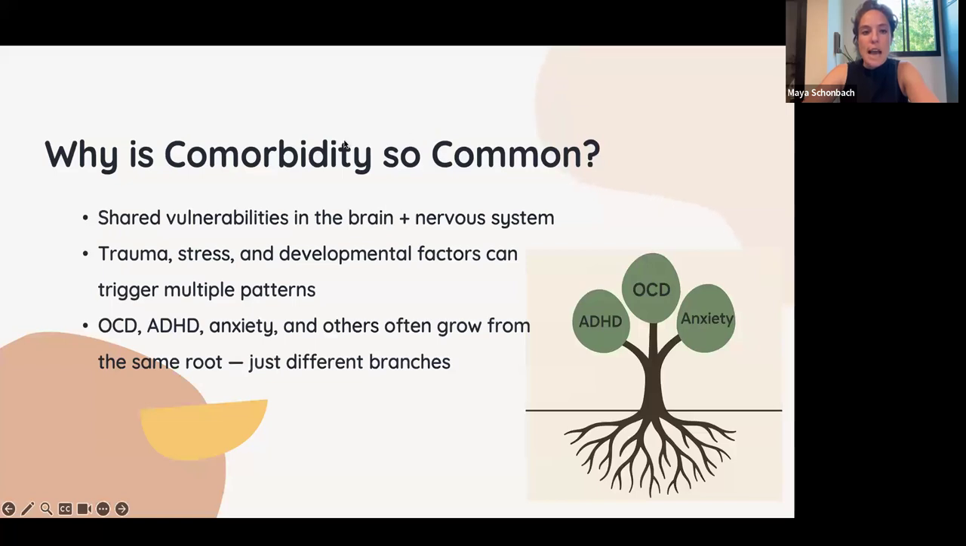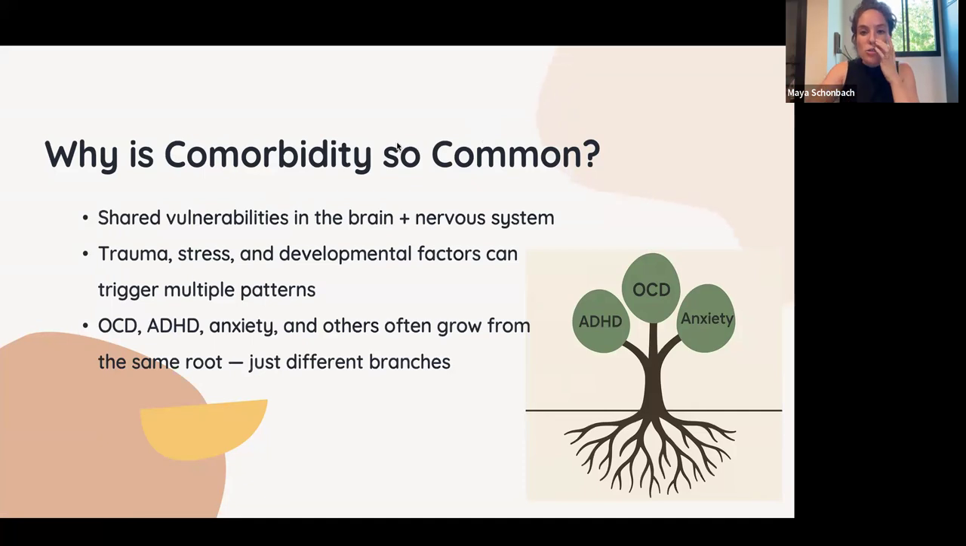So why does this happen? First of all, many mental health conditions arise from shared vulnerability. So things like the nervous system being dysregulated, genetics, early stress, sensory sensitivity. These things all affect the way that your brain learns how to cope.